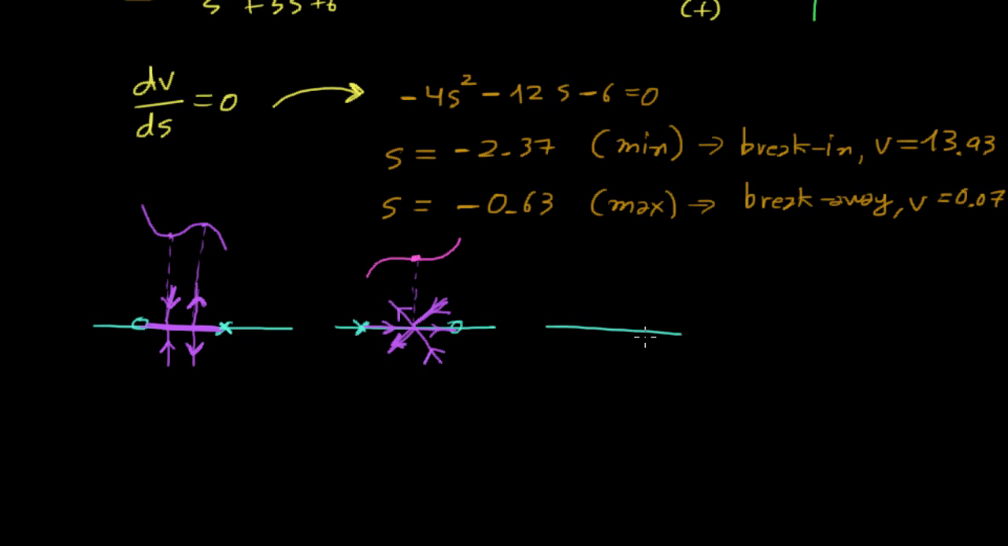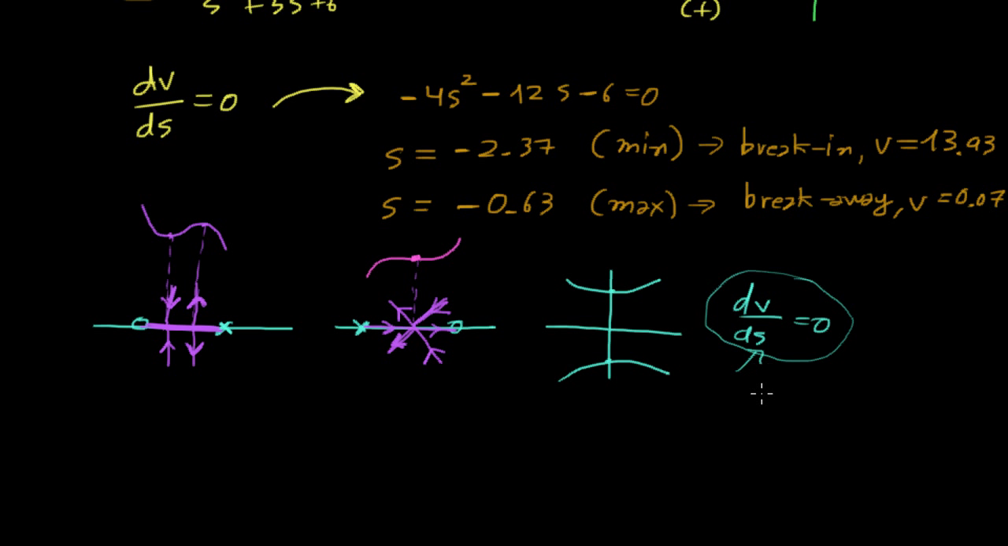Another interesting case is the one in which there are break-in or breakaway points in complex positions, not in the real axis, but in complex positions. And you can find them by doing the same thing, dv over ds equal to 0. Although in this case this is only a necessary condition. Sometimes we run into solutions for this equation, complex conjugate solutions, for which s does not belong to the root locus.